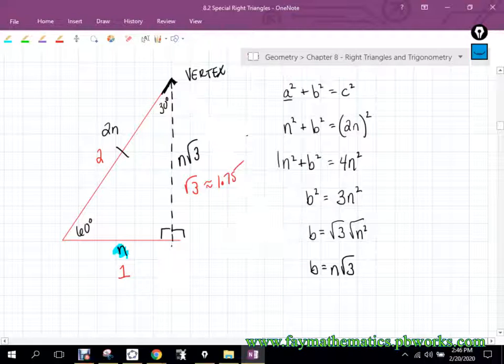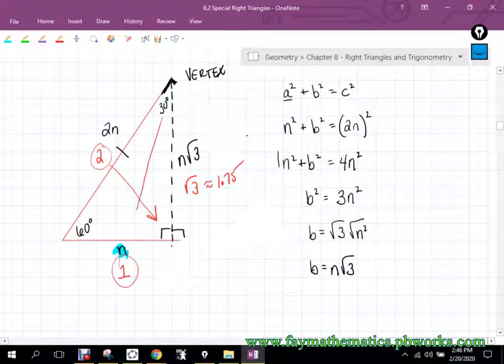Which one of those numbers is the biggest? 2. Does that make sense because it's across from the biggest angle? Which one of those three numbers is the smallest? 1. Does it make sense because it's across from the smallest angle? And then the root 3 one is across from 60.